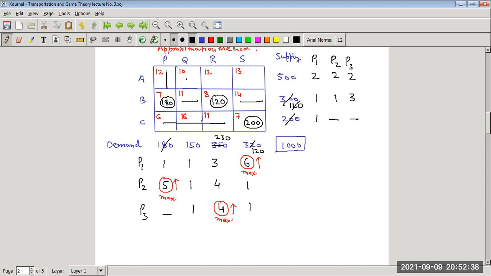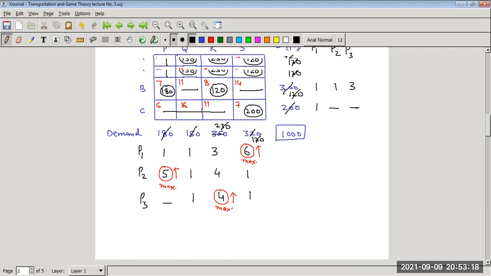Now we have only one row, so there is no need to calculate penalty. Right? 150 is the demand, so we can assign 150 items at this point. So we get 350. Now 12 is the minimum, so we assign 230 items at this point. This cell is over, so we can cancel it out. We get 120, and now we can assign 120 at this point. So the transportation problem is complete.